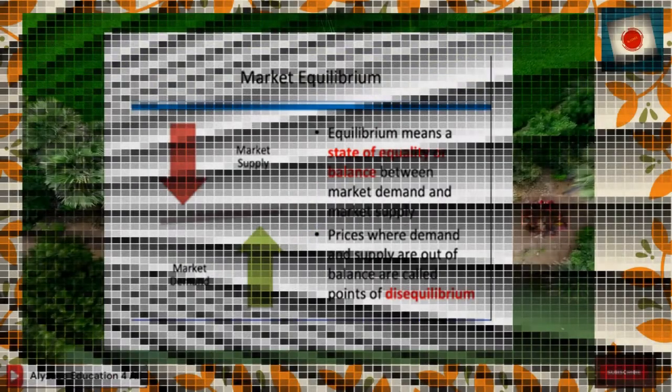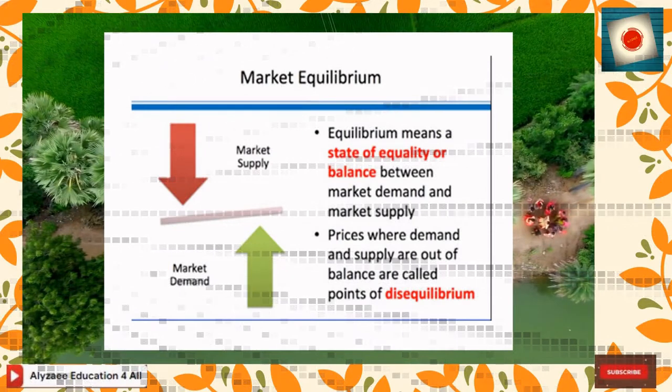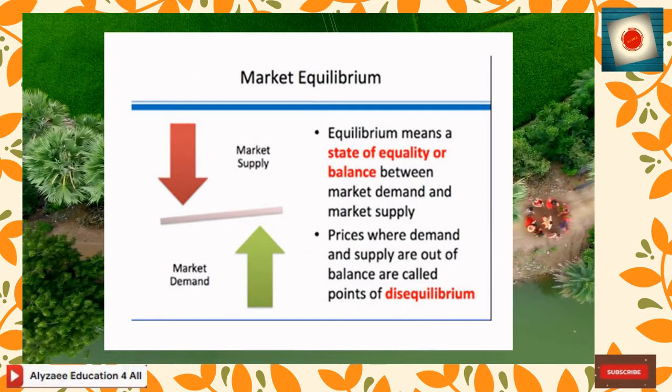Market equilibrium. So market equilibrium, technically, is about supply and demand, and equilibrium means a state of equality or balance between market demand and market supply. So if there is balance between market demand and market supply, that gives you the definition of a market equilibrium.